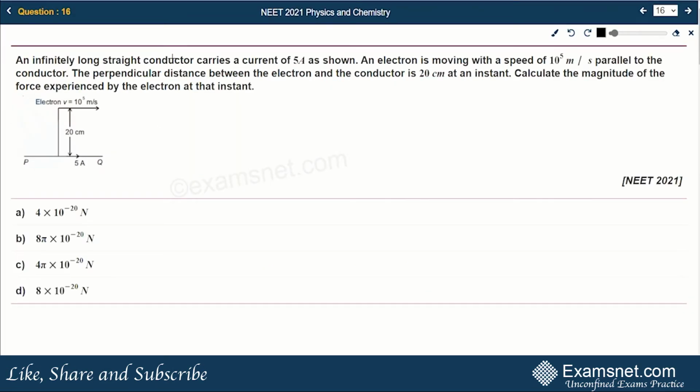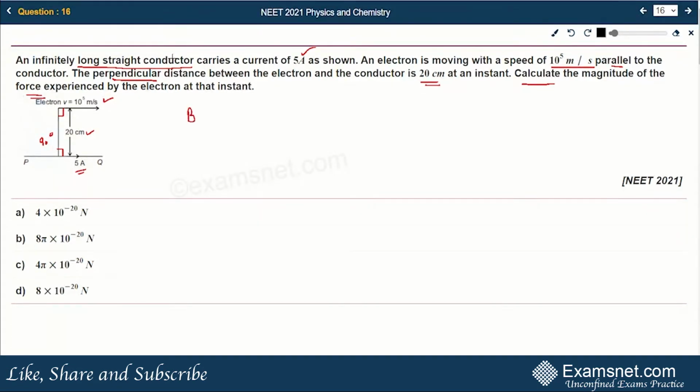Now question number 16 is from the chapter Magnetism and Matter, and the question is: an infinitely long straight conductor carries a current of 5 ampere as shown. So this is the current. An electron is moving with a speed of 10 to the power 5 meter per second. So this is the speed of the electron, and it is moving parallel to the conductor. The perpendicular distance between the electron and the conductor is 20 centimeter at an instant. So this is the perpendicular distance. That means these angles will be 90 degree. So we have to calculate the magnitude of the force experienced by the electron at that instant.